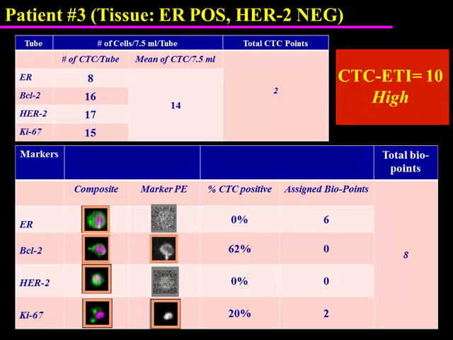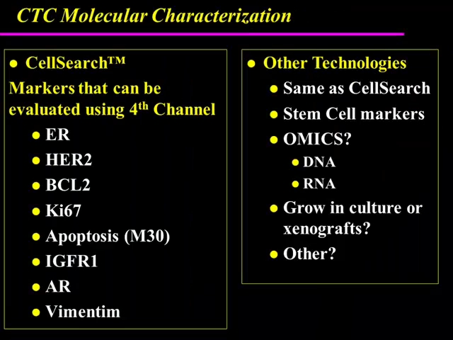And this patient had almost no ER, although her tissue, by the way, was ER positive. BCL2 was positive, HER2 was negative, and Ki67 was actually much higher. And this patient had a high CTC-ETI, and in fact, she was already refractory to endocrine therapy when she entered into this pilot study. So we've done the things I've told you about.